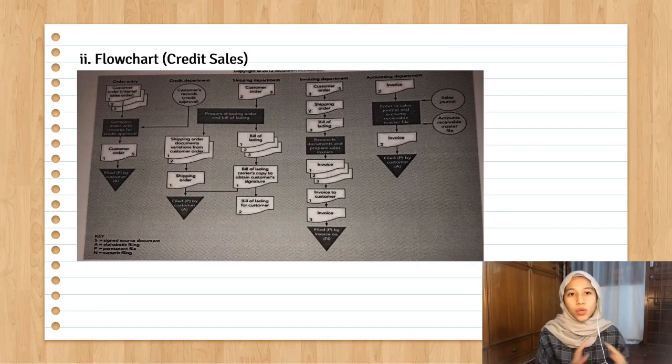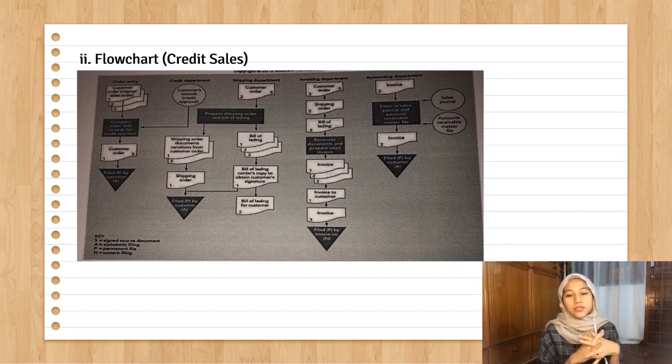Okay, so the next tool is the flowchart. This is an example of a flowchart of credit sales. But I'm going to explain it using my own example of a company named Apollo. So basically, the flowchart runs from your left side to your right side, which means we will start first from order entry and end at the accounting department. So let's focus on order entry first.